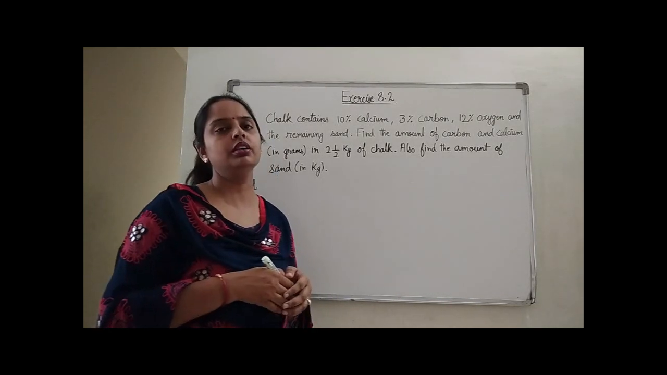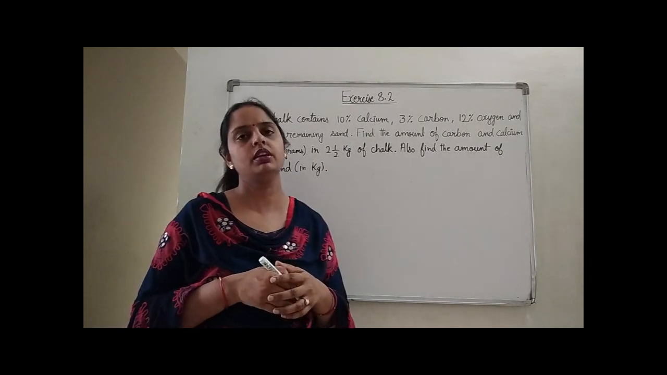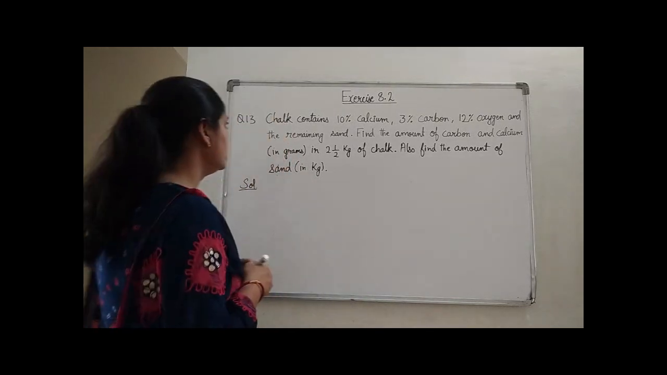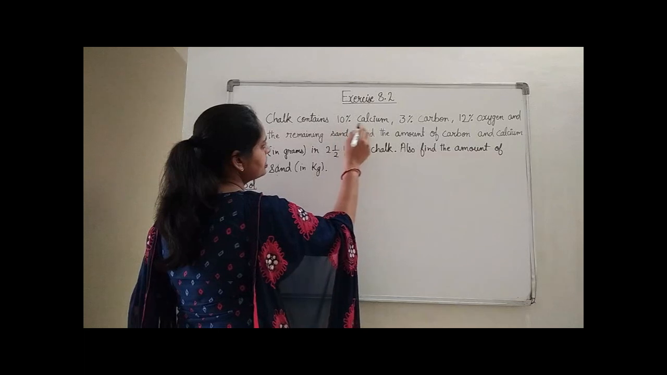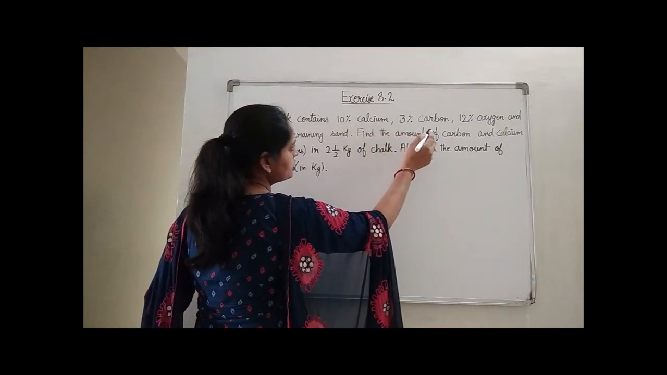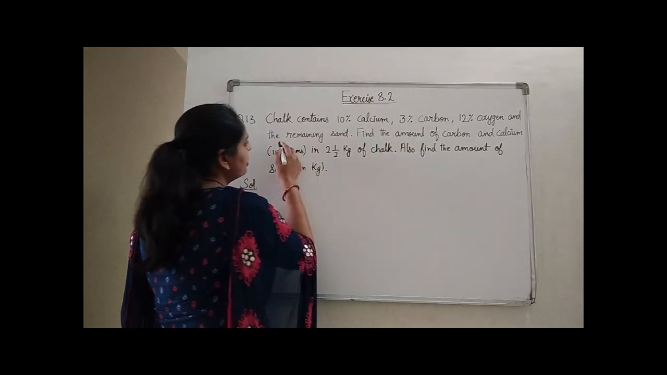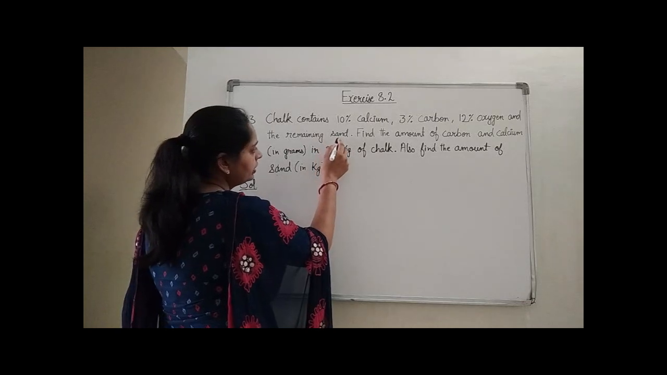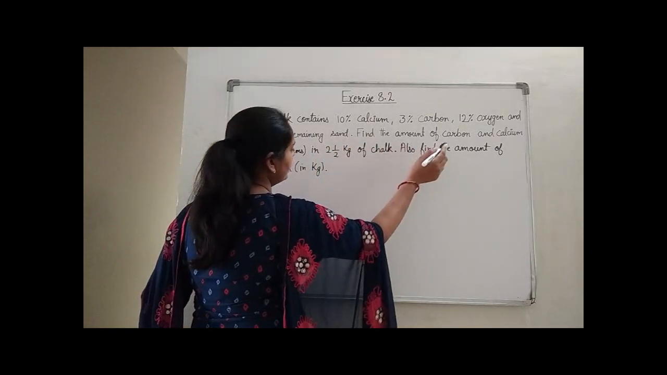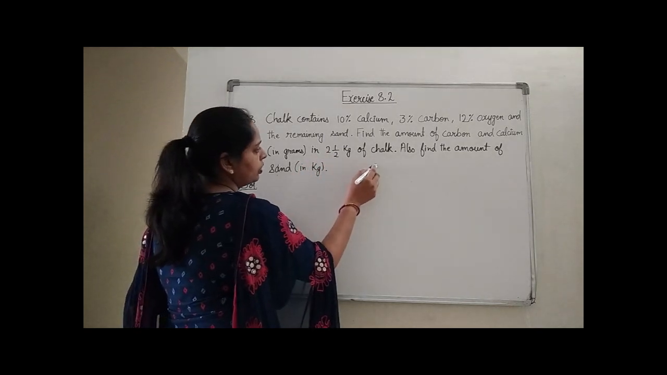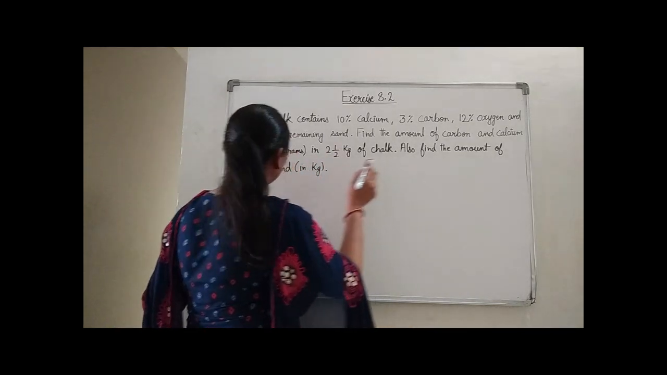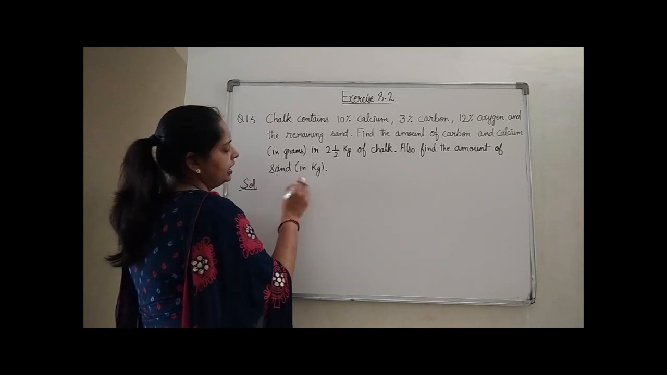Students, today we will do the continuation of exercise 8.2 as we have already started. Now see the 13th question in this. Chalk contains 10% calcium, 3% carbon, 12% oxygen and the remaining is sand. Find the amount of carbon and calcium in grams in 2.5 kg of chalk. Also find the amount of sand in kg.